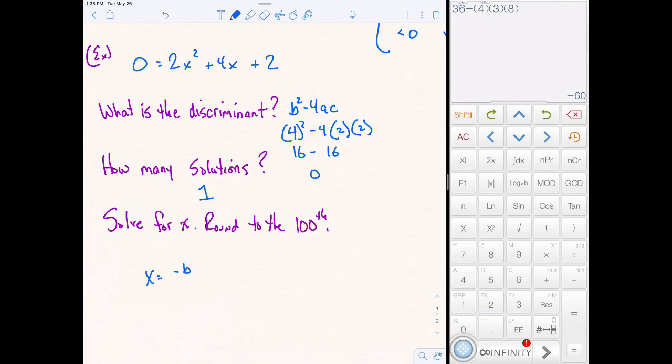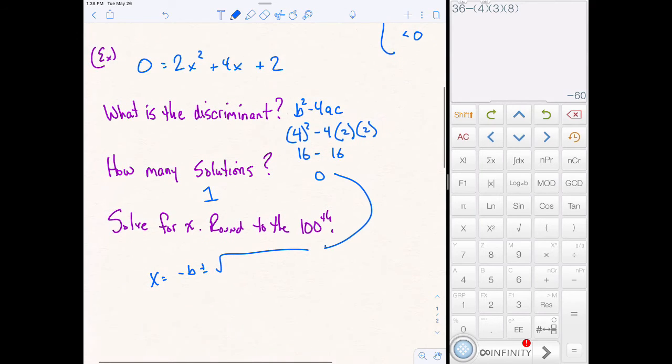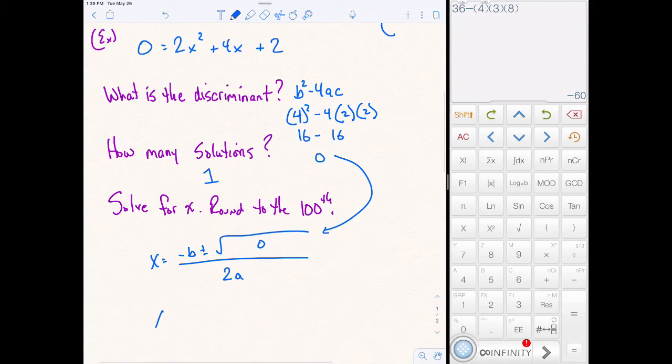So x is negative b plus or minus the square root of, now we already figured this part out, right? It's normally b squared minus 4ac, but we did that part already, and we determined that that's 0. So I'm going to, well, not cheat, I'm just going to use my resources. I'm going to put a 0 in there, and this will be over 2a. So you realize that once you use the discriminant, life gets pretty good.